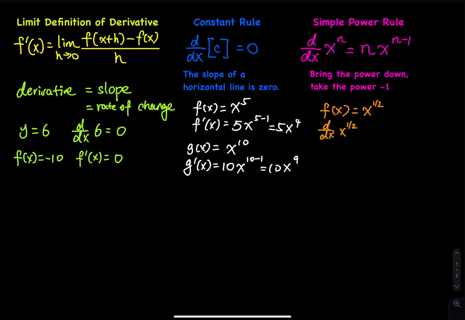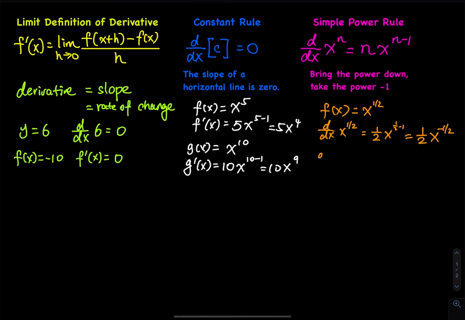With respect to means you treat x as an independent variable. So you bring the 1/2 down and then x to the 1/2 minus 1. So 1/2 minus 1 is negative 1/2. So that is 1/2 times x to the negative 1/2.